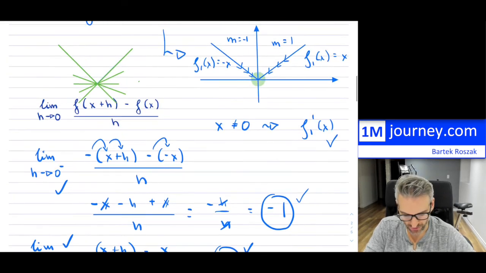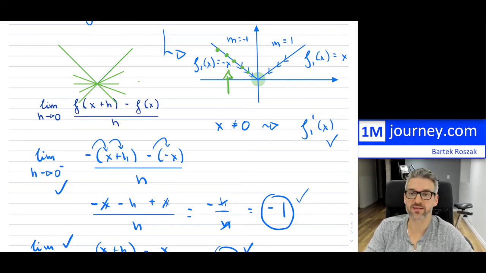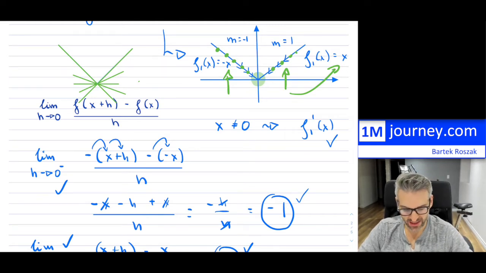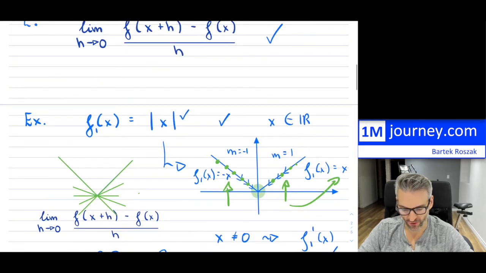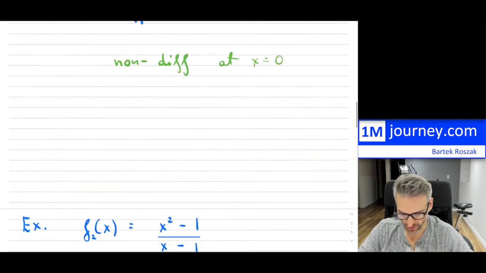So if I go on the left-hand side of 0, if I pick any point on this side, then the function is just equal to this. And if I pick any point on the right-hand side, then the function is just that. And that is differentiable, and we can find that. So it is continuous, but not differentiable. So that's one example that you would have.